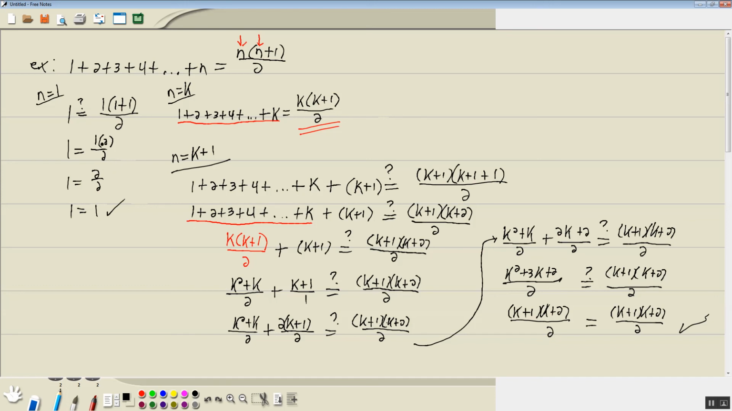Now this is proof by induction. You show it's true for n is equal to 1. You assume it's true for n is equal to k. And then you plug in k plus 1 for your n's and see if you can get one side to look like the other side. And if you can, then that's true for n is equal to k plus 1, which means it's true for all values. And that's our example.